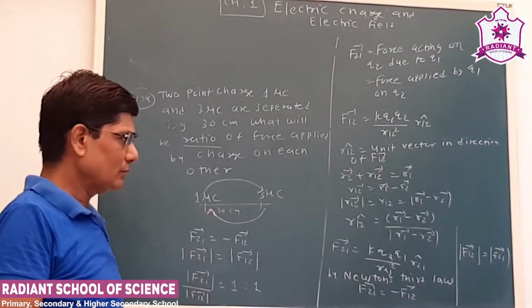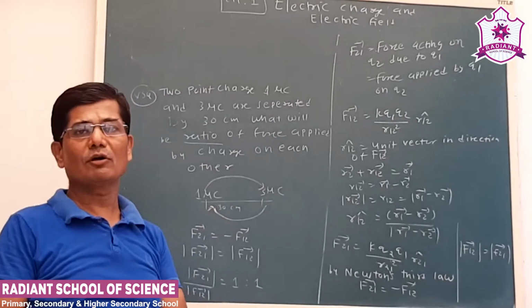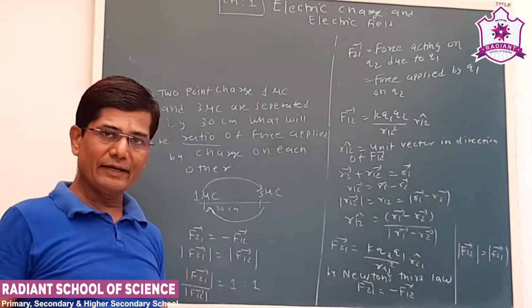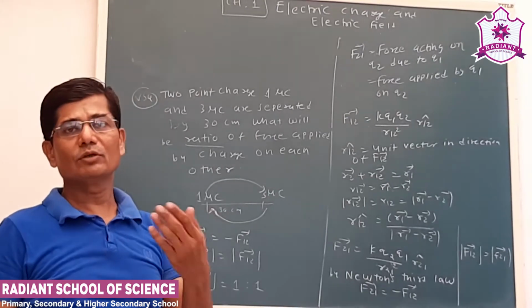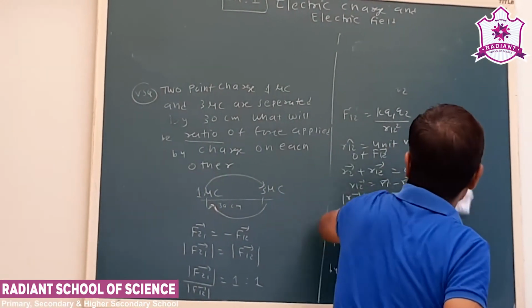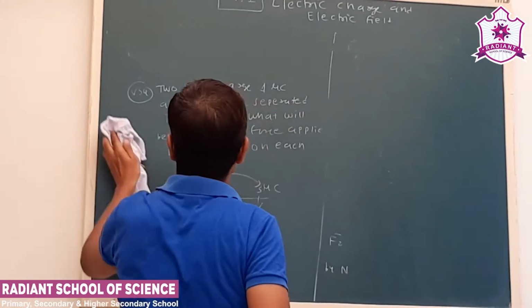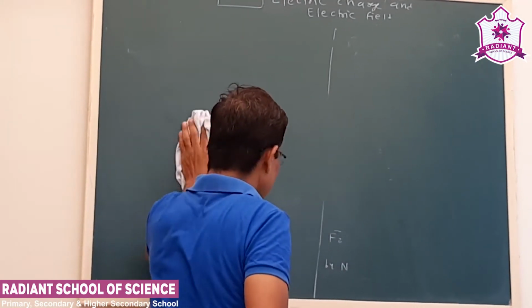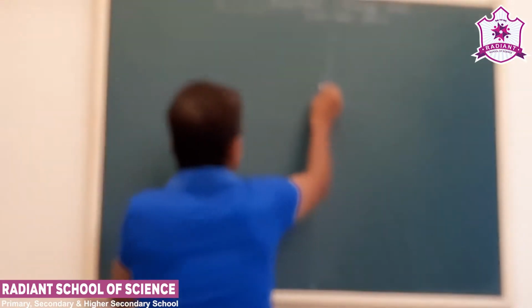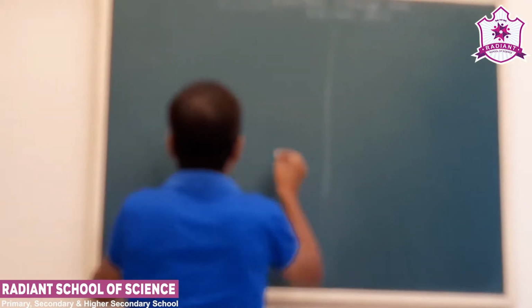Now, so far we have talked of only 2 point charges. Let us say what will be the case if there are more than 2 point charges. That we have to study by using the principle of superposition. So our next question will be like this. This can again be asked in a 2-mark question.